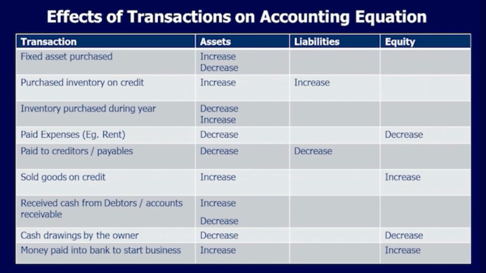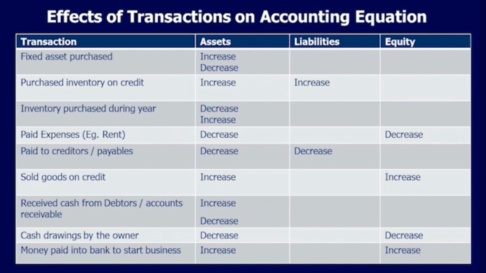Paid to creditors. The double entry for this business transaction, payable account debit, cash account credit. Cash account is an asset, so asset decreases. Payable is a liability, so company's liability will decrease. Equity will remain unchanged. Next one, sales on credit.